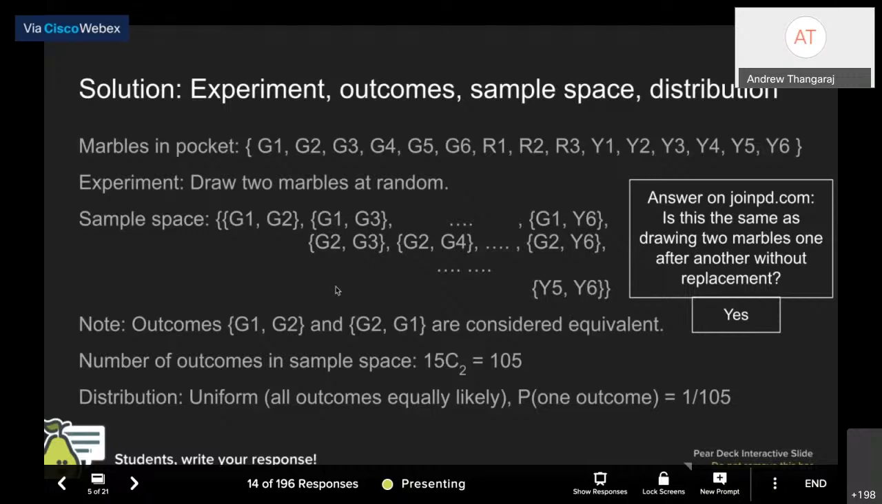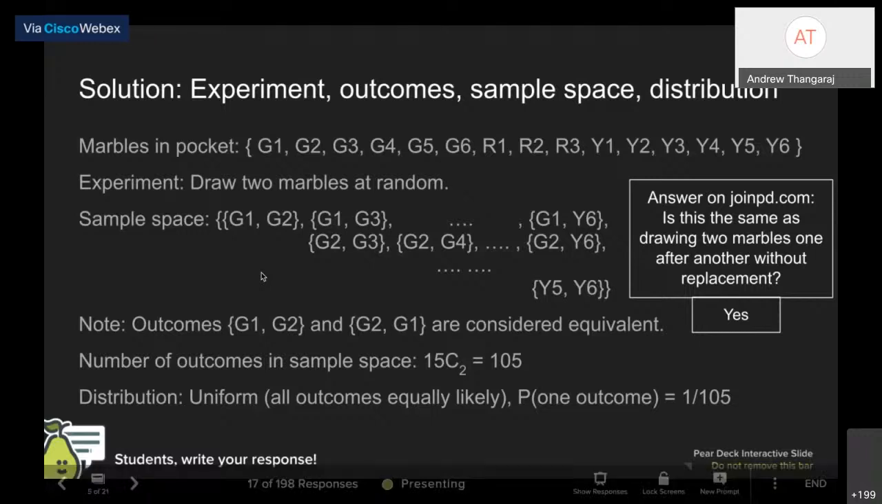In this kind of a setting, a lot of things are implicit. For instance, one of the things that's implicit is that G1, G2 and G2, G1 are the same in this setting. This is how we assume the randomness happens, because you're just taking both the marbles, and you're not interested in saying which came first, which came second. You're just going to look at both of them together. So it doesn't matter whether G1 came first, G2 came second, or G2 came first. There's no first and second for you, right? It's just the set that matters.